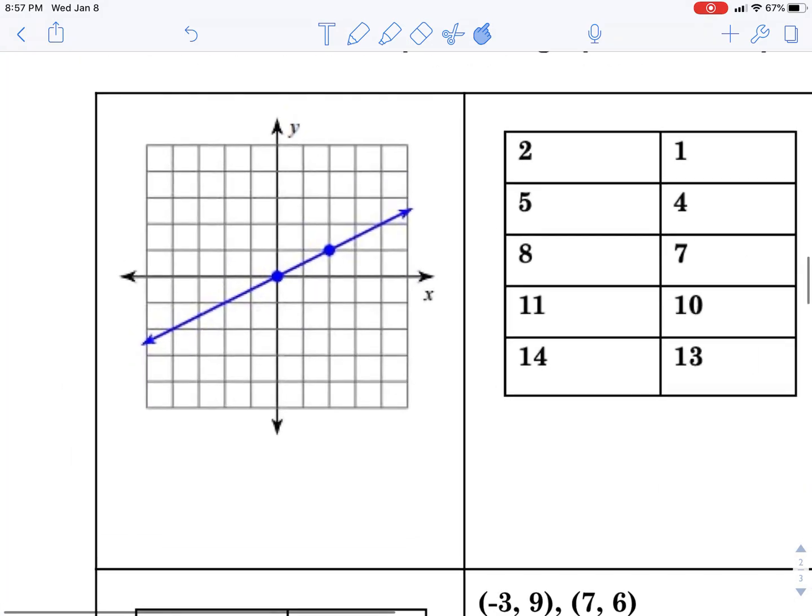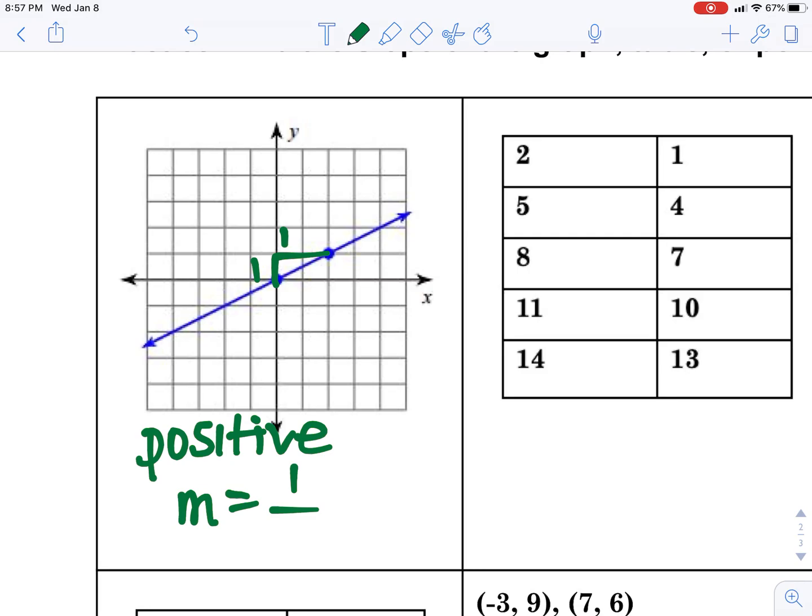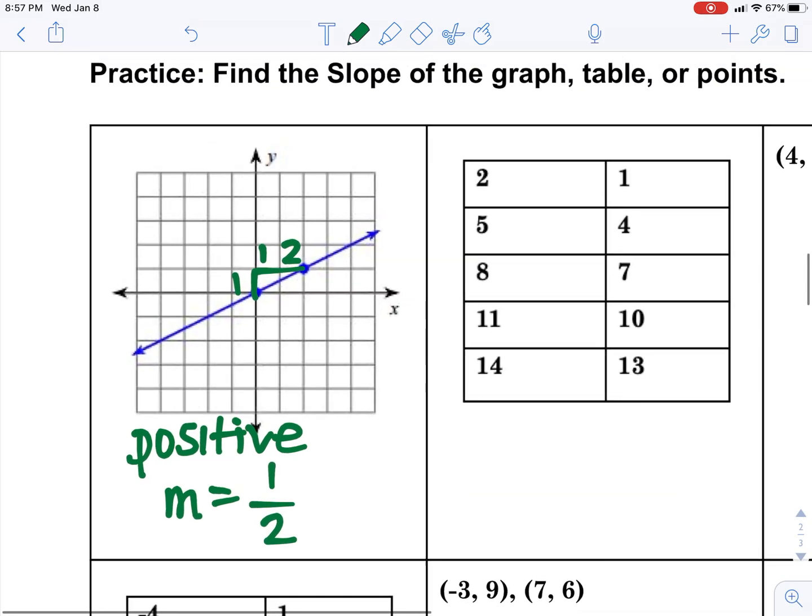All right, so in this first one, when you do it and you find your positive slope, because it is going up in the left to right direction, and we draw our triangle in, m equals, that change in y is a 1, that change in x is a 2, so positive 1/2 slope.